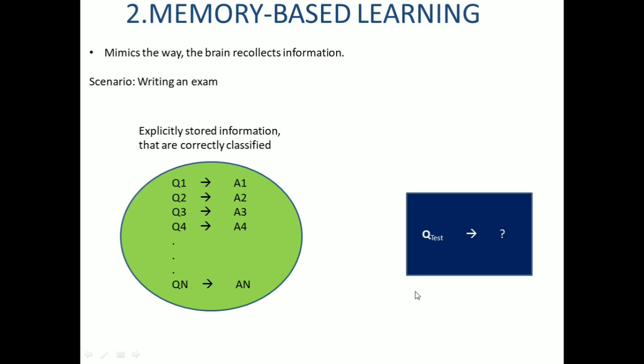What I mean is, let us say this Q test is similar to Q3. Even though the values of this Q test are different from the values of the Q3, if you find this Q test to be similar to Q3, you will be recollecting the answer A3 from your brain, and you are going to answer the Q test question with the same answer as A3 with some changes in the values. So this is how a general memory based learning is going to work out.